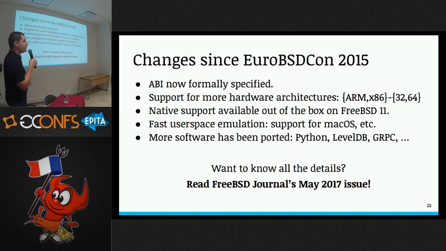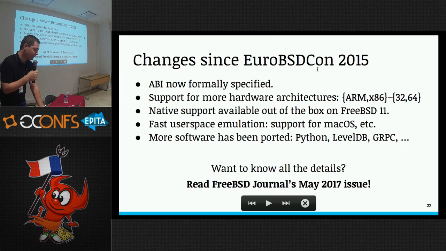Also pretty awesome, we can also emulate it in user space nowadays. So even if your operating system doesn't provide native support, you can at least run an unsecure version of CloudABI in user space, at least test around with it. And also more software has been ported in the meantime. If you want to know more details about this, FreeBSD Journal from May 2017 has a pretty good article on what has changed over time.